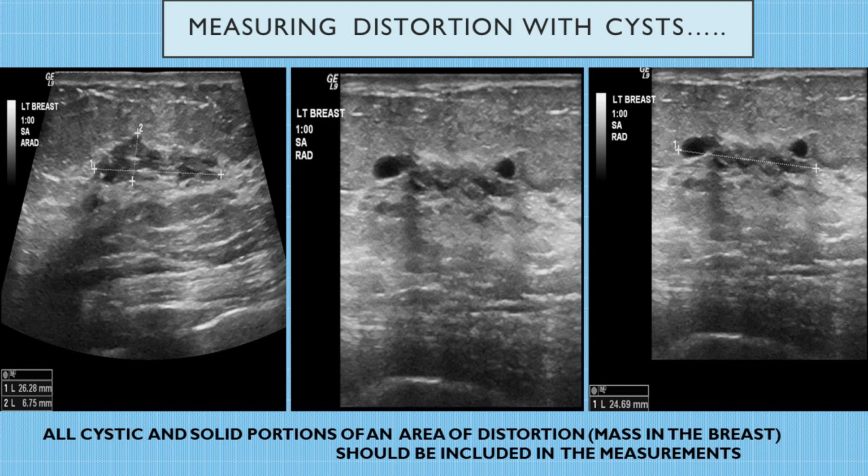In breast ultrasound, we commonly search through the breast tissue to see if we can find a correlate for mammographic distortion, and often these areas will have little cysts associated with them. The little cystic areas and the solid portions of the mass should all be included in the measurements of the mass, and the longest lie of the mass should be measured.